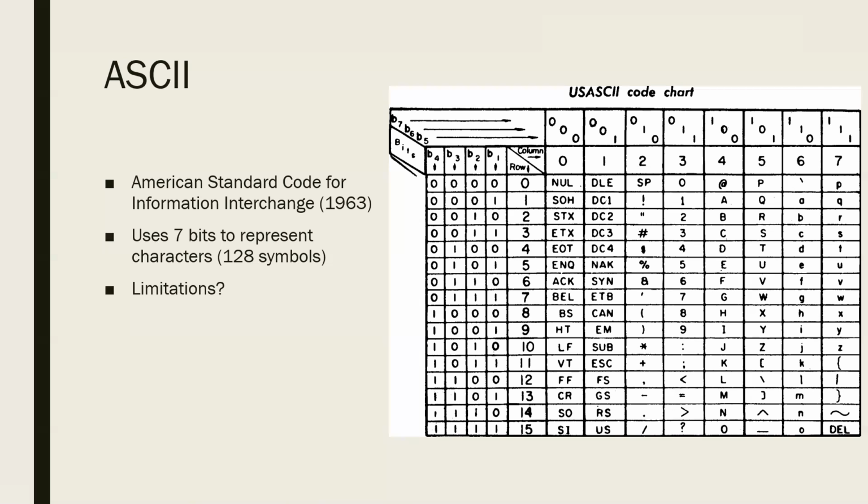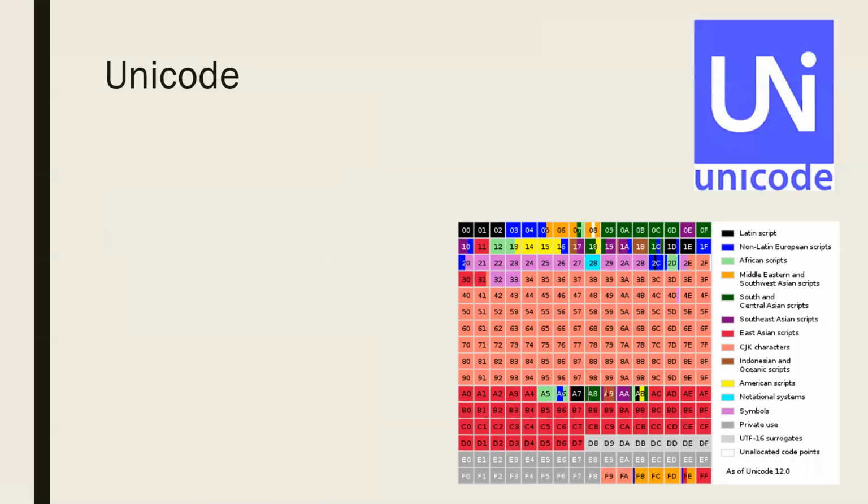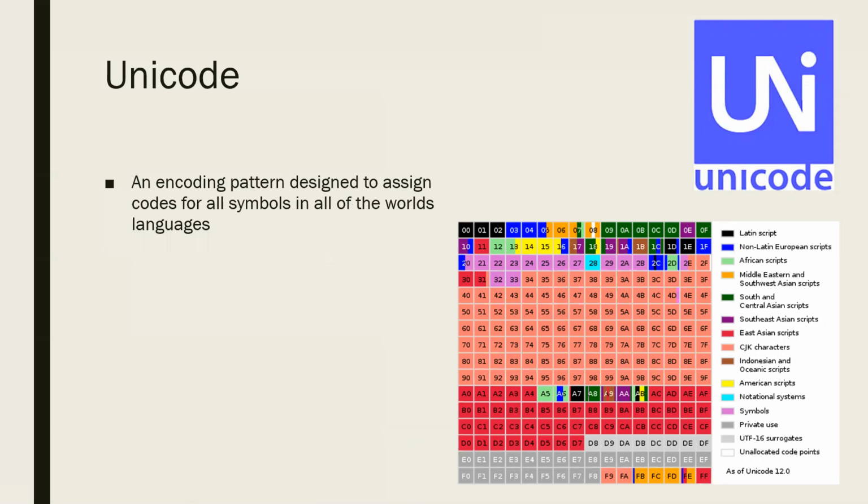But there are some limitations to this, right? Because we only have 128 symbols, and all of these symbols are only symbols of English. There's very little that we can actually represent of other languages. To address this problem, the Unicode system was developed. This is a system of encoding which assigns numeric codes for all symbols in all of the world's languages, not just those of the Latin alphabet.